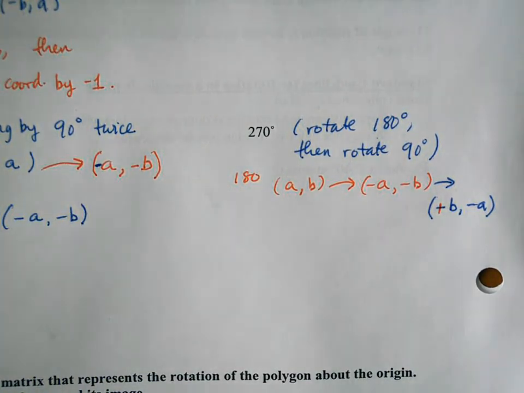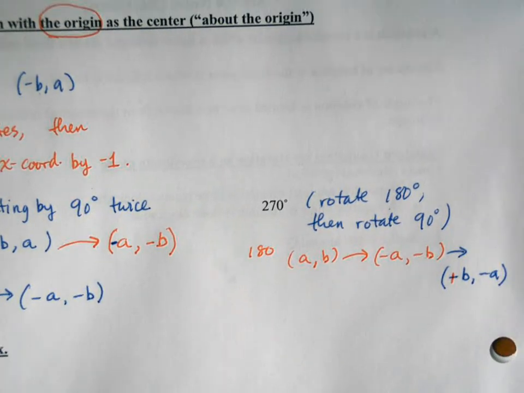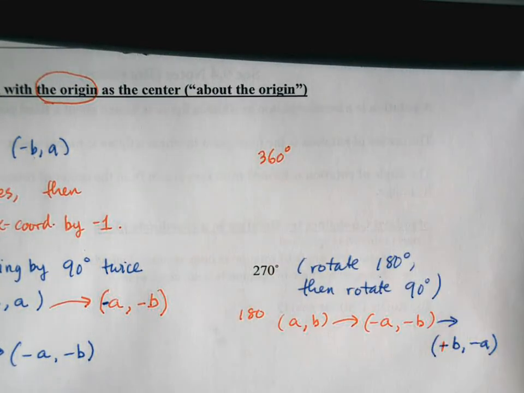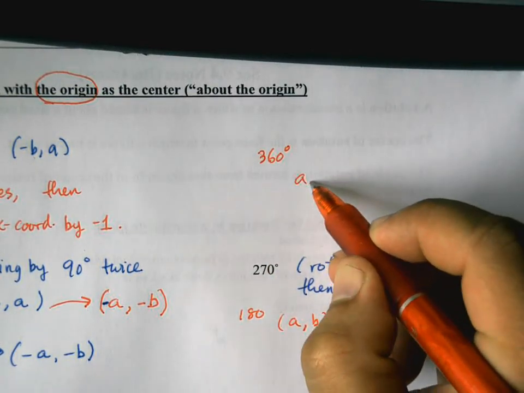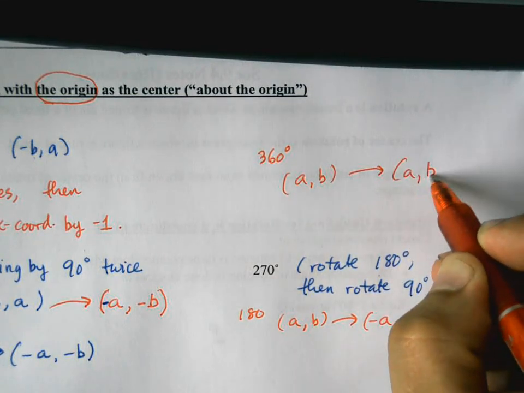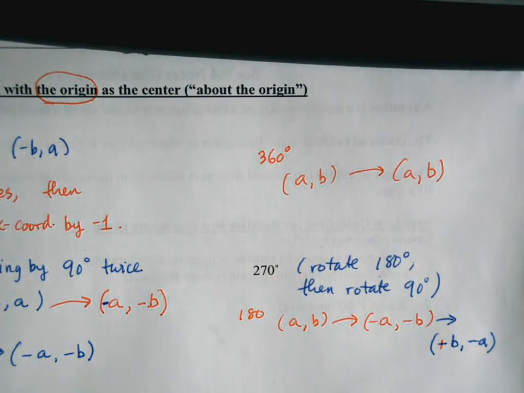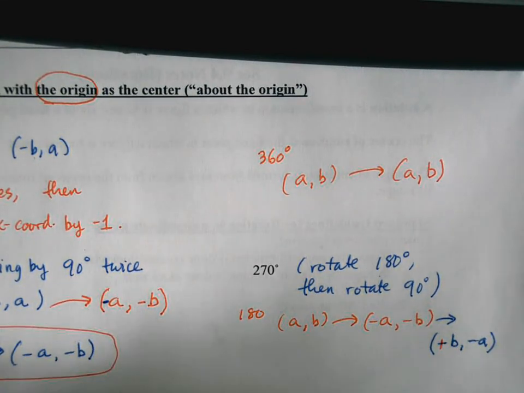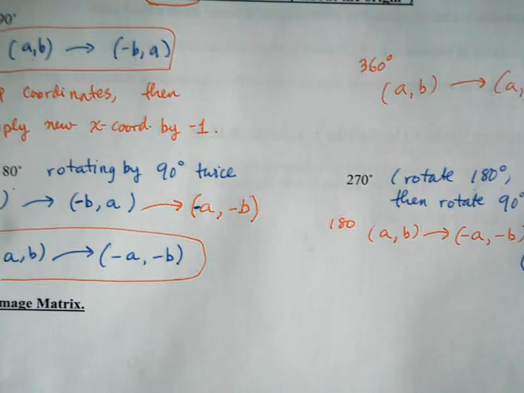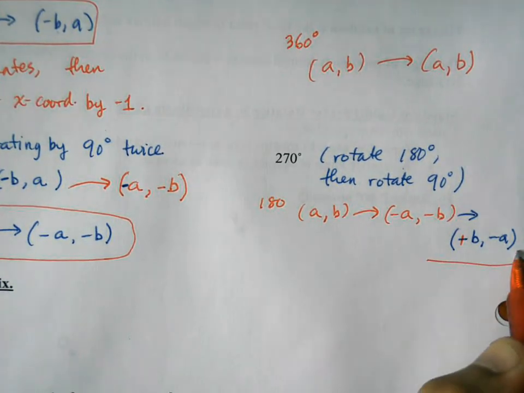Okay, and of course, there's one more rule that we can consider. What if you rotate 360 degrees? Well, that should be very simple. (a, b) is just going to stay (a, b), because if you rotate something 360 degrees, you end up back where you were before. So these are nice rules here for us to keep in mind: rotating 90, rotating 180 degrees, and rotating 270 degrees.